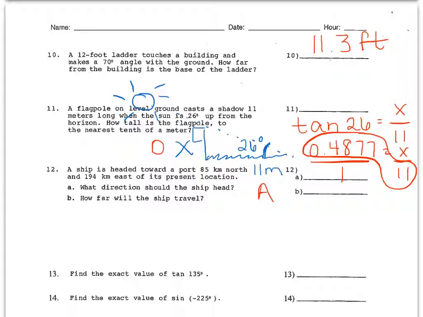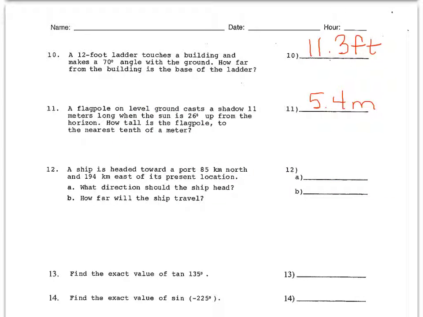And I get about 5.4. And this is in meters, nearest tenth of a meter. Yep, so I'm rounding to 1 decimal place. And I know that's my final answer because my other side of my cross multiplying, x times 1, would just equal x.